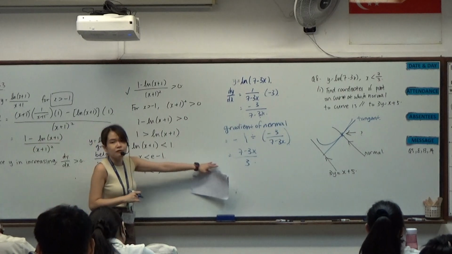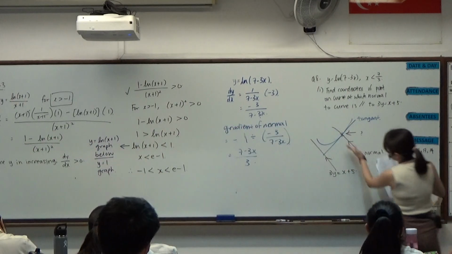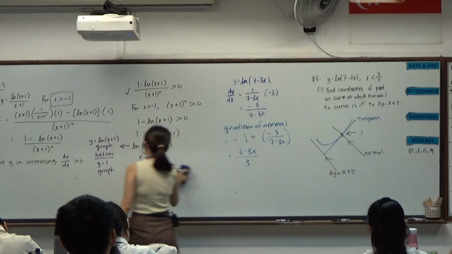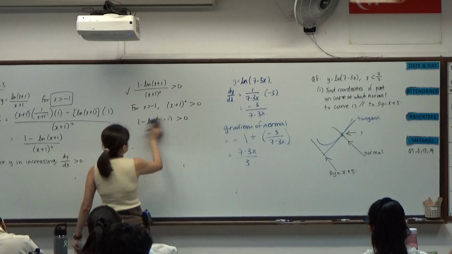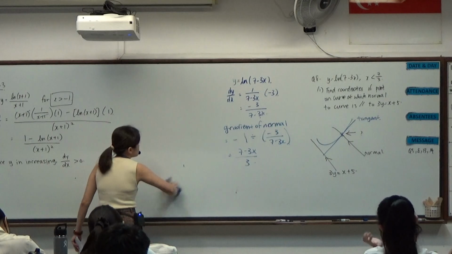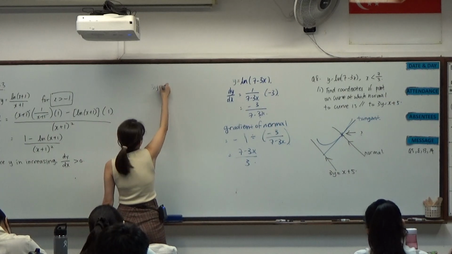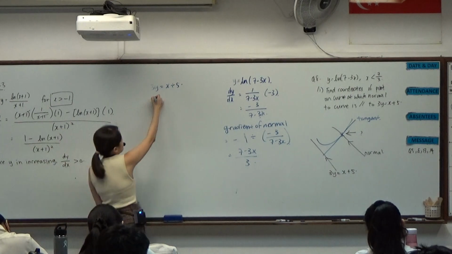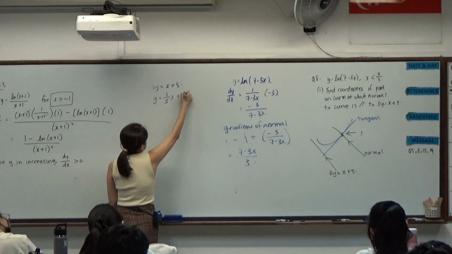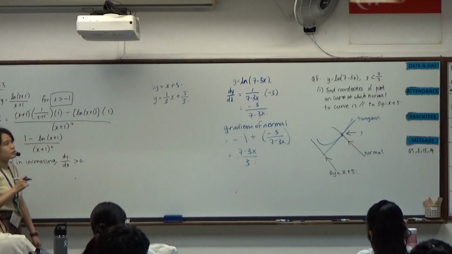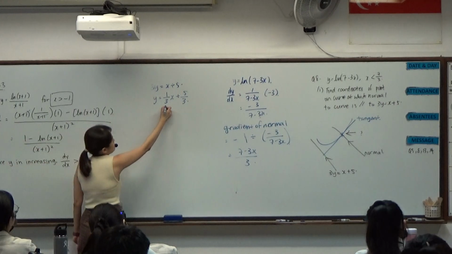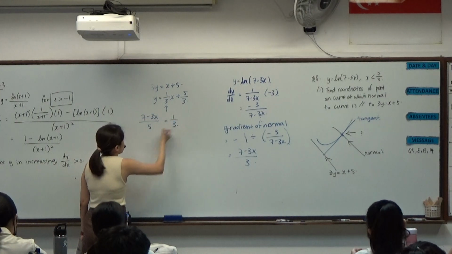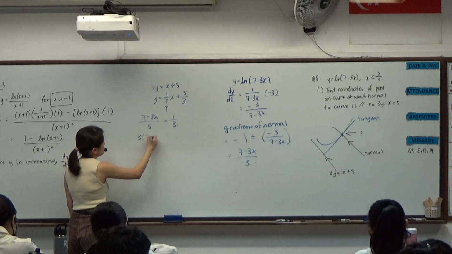And this gradient of the normal is expected to be parallel to 3y equals x plus 5. So the gradients need to be equal. From the equation of that straight line, 3y equals x plus 5, we get y equals 1 over 3x plus 5 over 3. We have to change it into y equals mx plus c form in order for us to deduce that the gradient is 1/3. So 7 minus 3x over 3 equals 1/3. Then we cross multiply and solve.